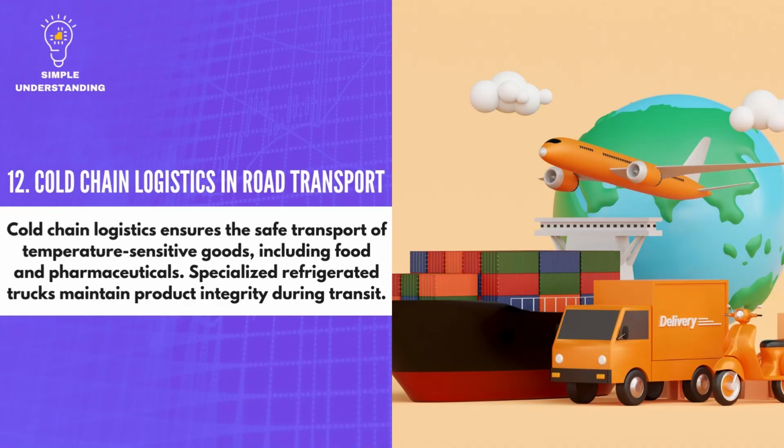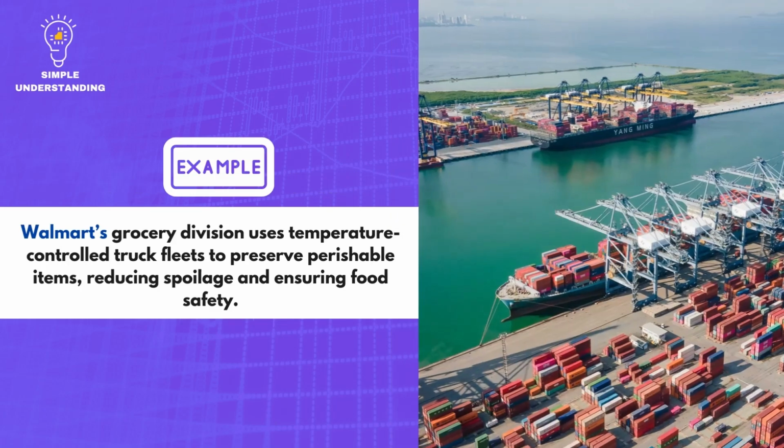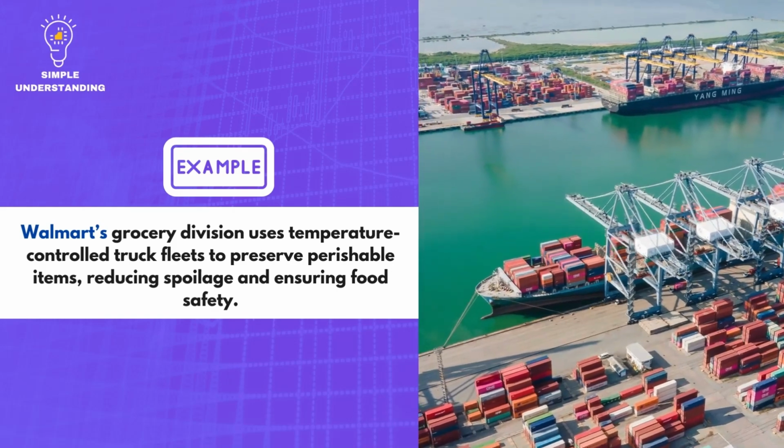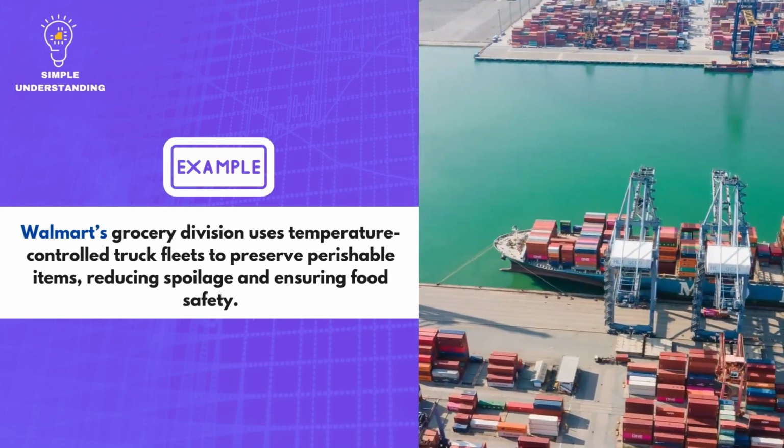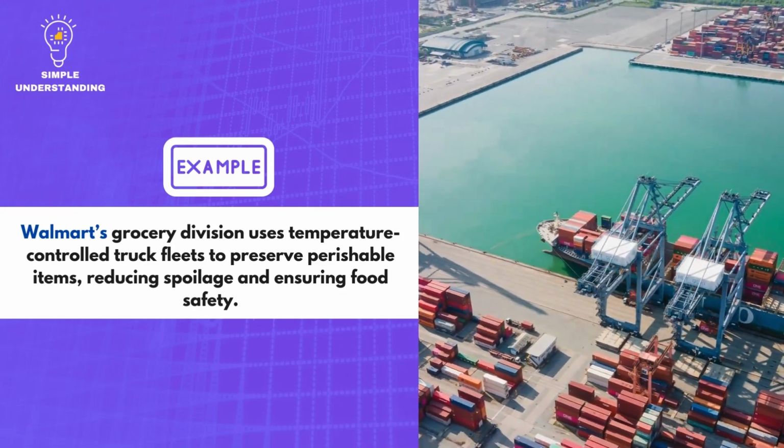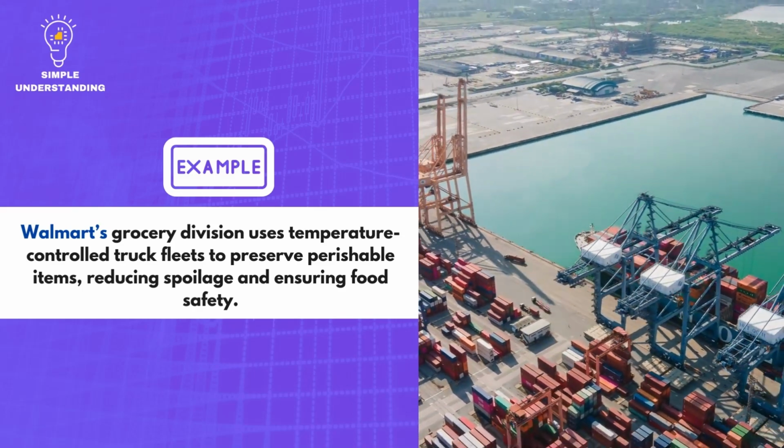12. Cold chain logistics in road transport. Explanation. Cold chain logistics ensures the safe transport of temperature-sensitive goods, including food and pharmaceuticals. Specialized refrigerated trucks maintain product integrity during transit. Real company example. Walmart's grocery division uses temperature-controlled truck fleets to preserve perishable items, reducing spoilage and ensuring food safety.